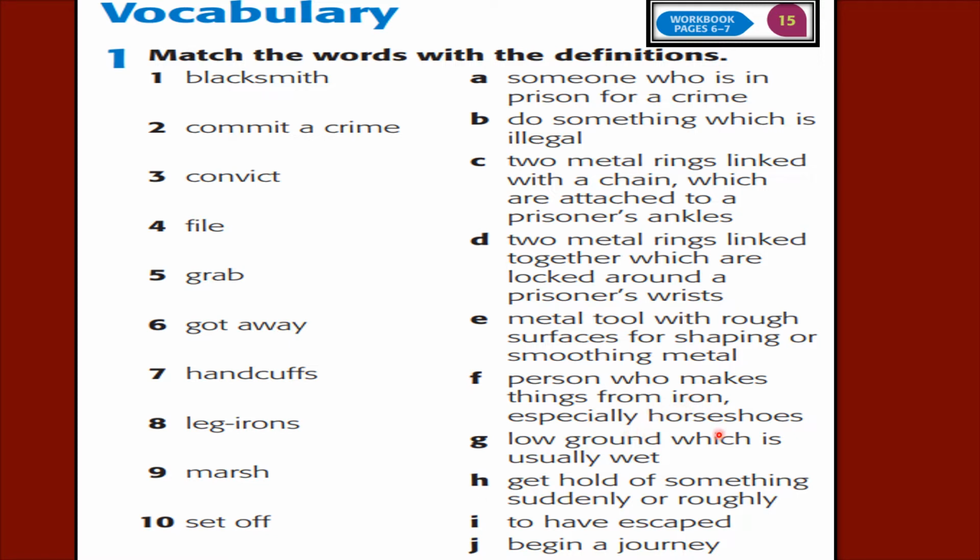Especially horseshoes. Okay. Low ground which is usually wet.